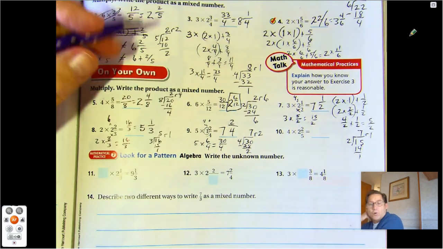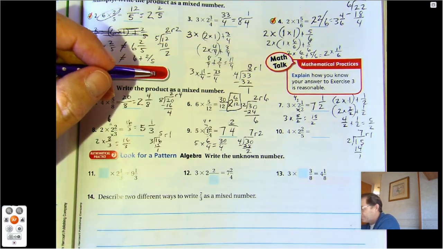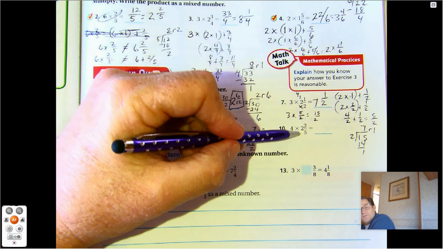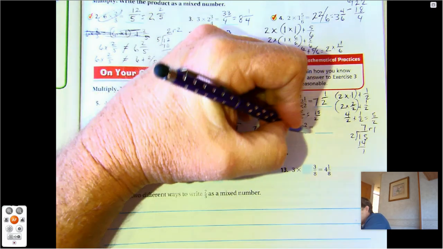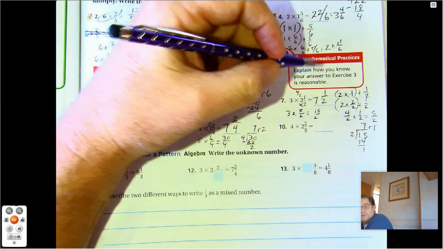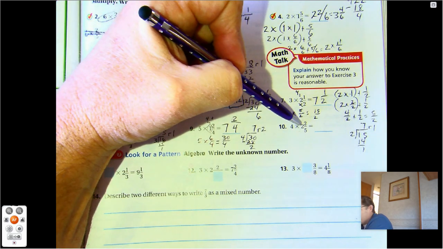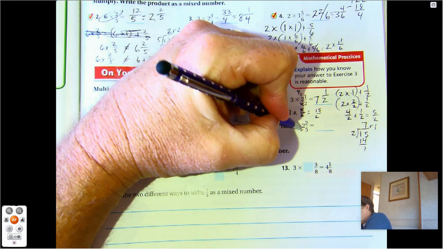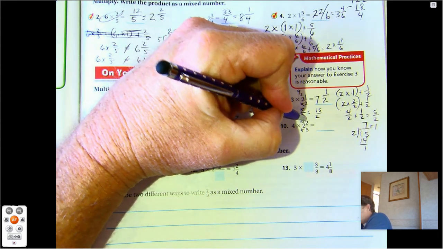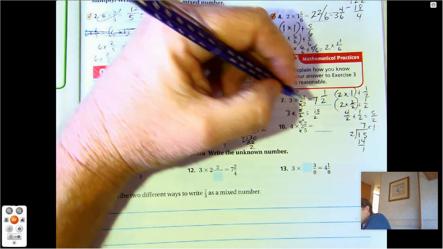Number 10. 4 times 2 and 2/5. So we need to change 2 and 2/5 into a fraction. So I know that every one of these two wholes has 5/5 parts. So 5 times 2 is 10, plus 2 is 12.